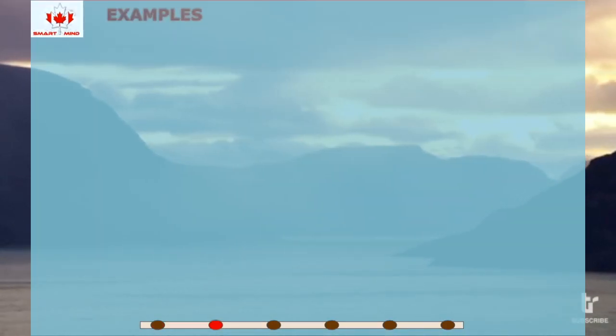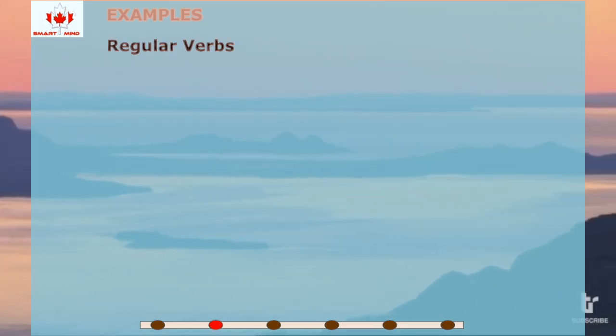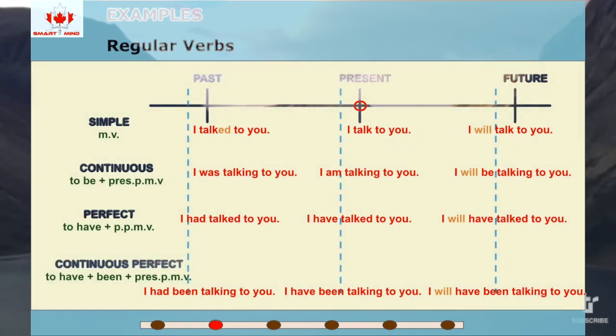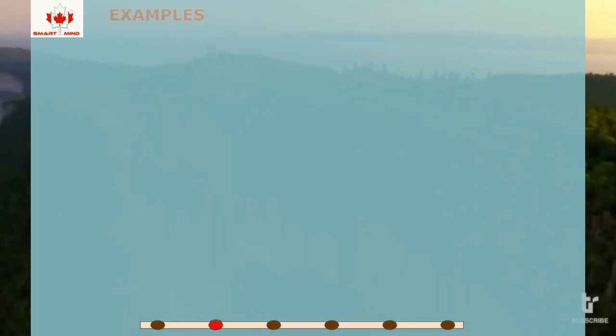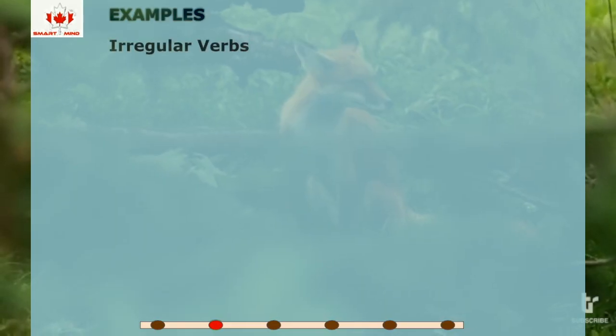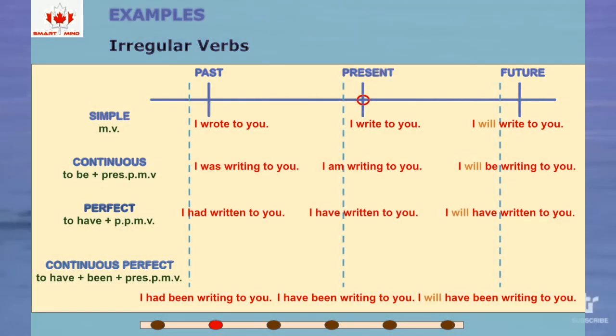We have some examples here. The first example is a regular verb, to talk. So pause the video and look at that. Here we have some other examples of irregular verbs. So pause the video and look at that. It's the verb to write.